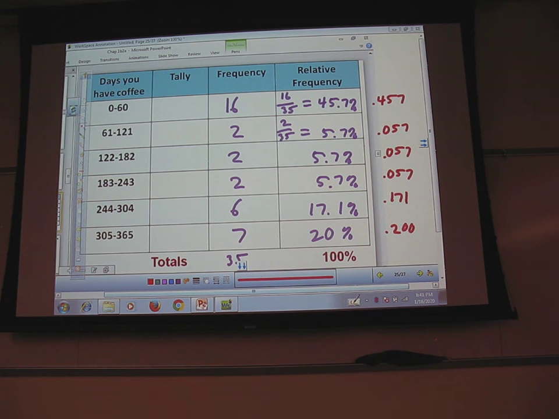Does anybody need chapter 2.2 notes? Everybody has them? Yeah, make one of these. Make a frequency distribution chart right in there, got some room there. Well, yours won't be called days you have coffee, it'll be called blood type. Exactly. Put it right next to where all the data is, just to the right of it.